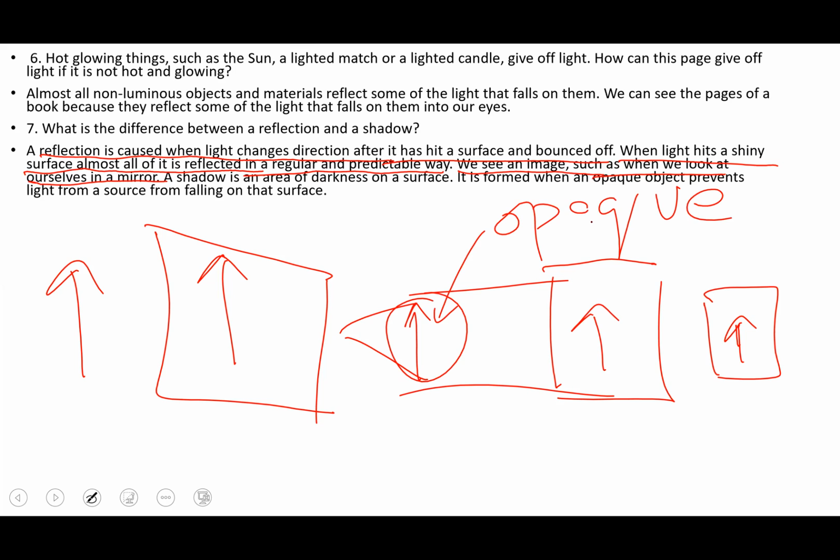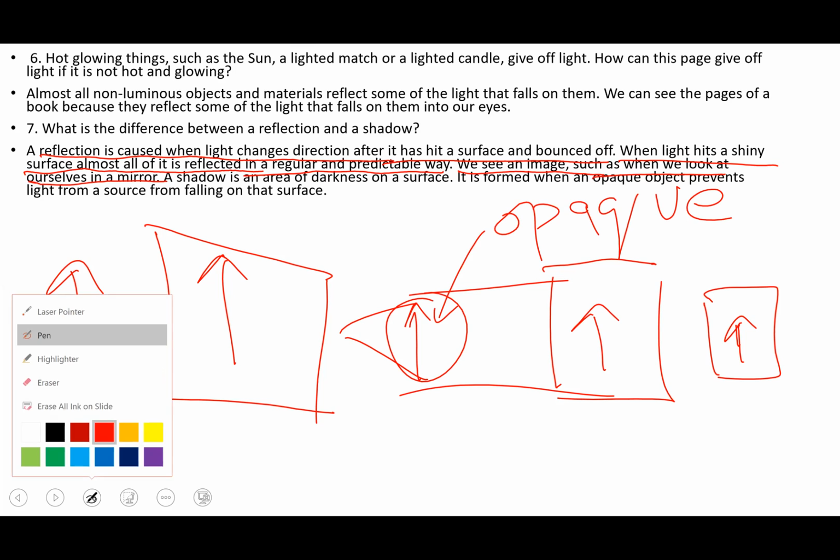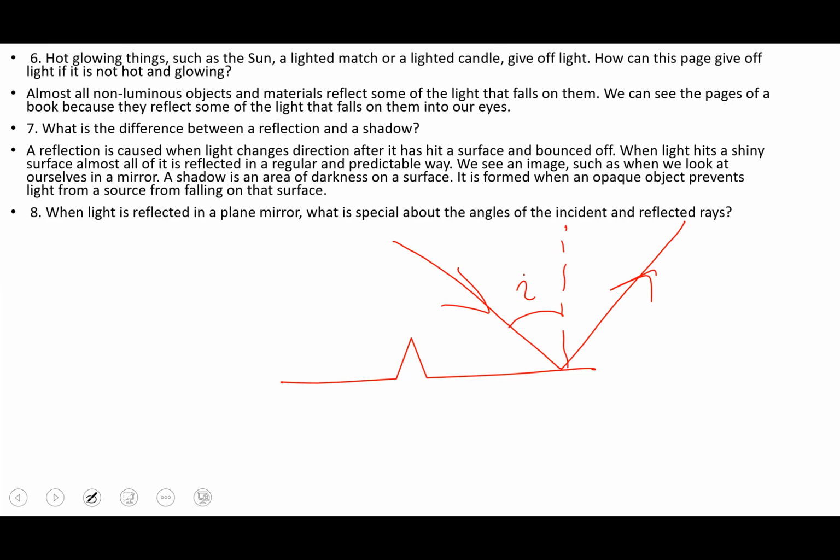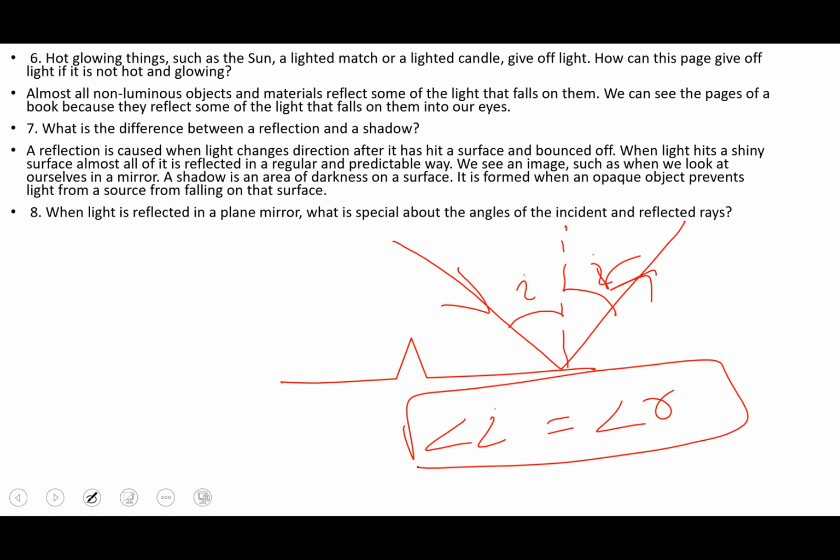So this is the opaque substance which is causing the shadow. Question number 8. When light is reflected in a plane mirror, what is special about the angle of incidence and angle of reflected ray? If this is our mirror and the light falls on this one and it reflects back, this proves that the angle of incidence, which is this one, is equal to the angle of reflection, which is this one. So the angle of incidence must be equal to the angle of reflection. This is the law of reflection. This is the law which we have to study.